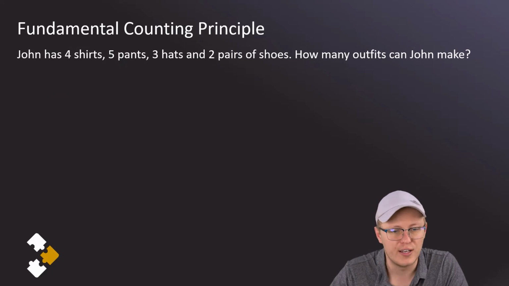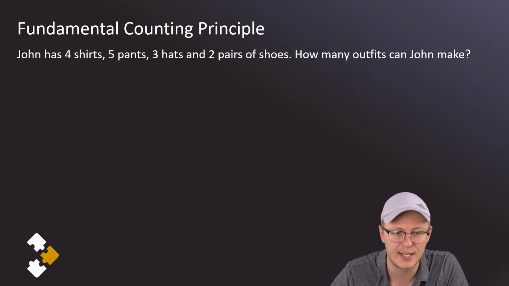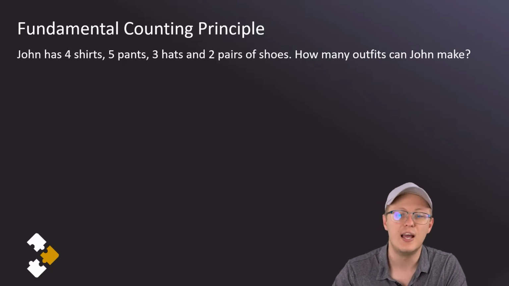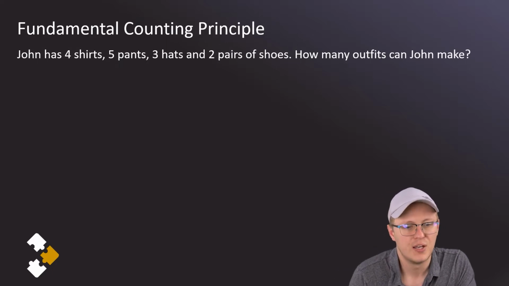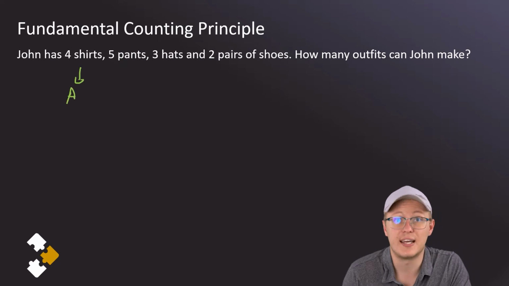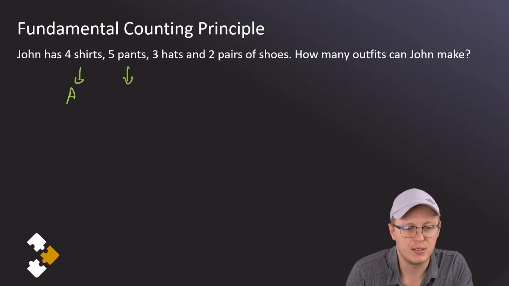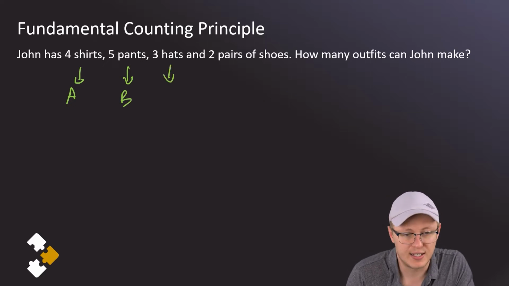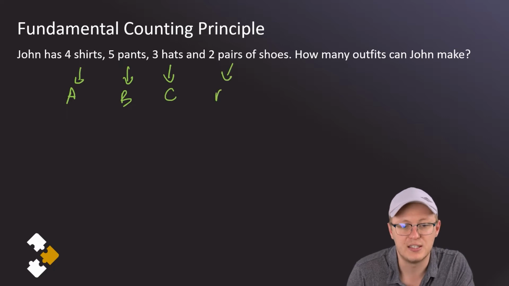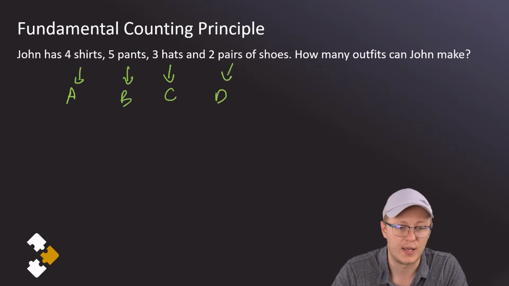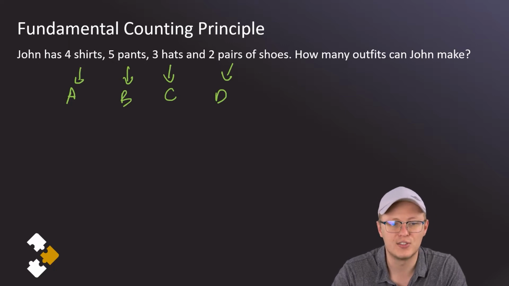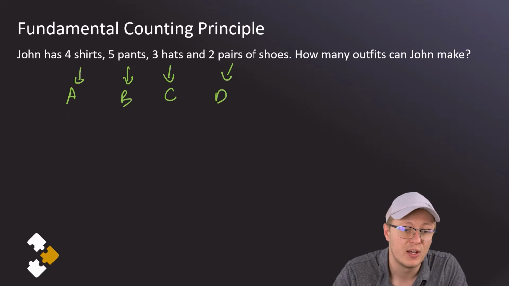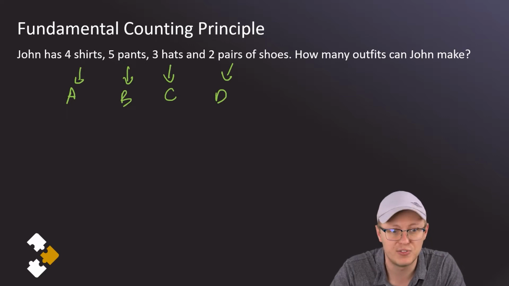So we know that John has 4 shirts, 5 pants, 3 hats, 2 pairs of shoes. The question is, how many outfits can John make? Okay, so event A is going to be selecting a shirt to wear. Event B is going to be selecting some pants to wear. Event C is going to be selecting a hat, and event D is going to be, well, what shoes am I going to wear? Now, we assume that John is going to wear a shirt, some pants, a hat, and a pair of shoes. Okay, so these 4 events are going to happen together because he's got to go select from each of these what to wear.